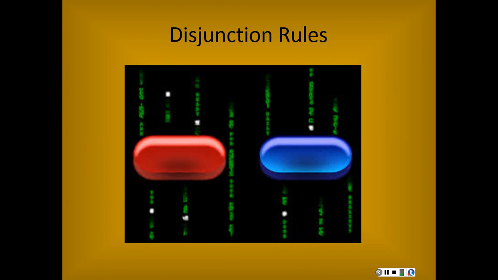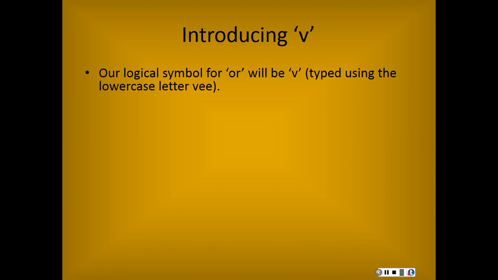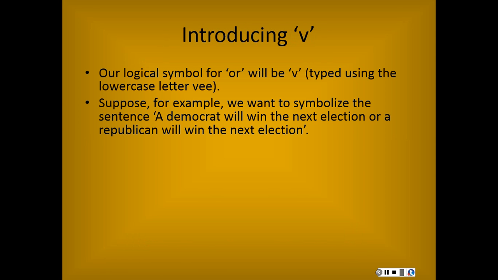In this lecture, I'd like to introduce you to a new symbol and a couple of rules accompanying that symbol. Our new symbol will be a symbol for the sentential connective OR, which we'll represent with this little V symbol here, which I've typed using the lowercase letter v.